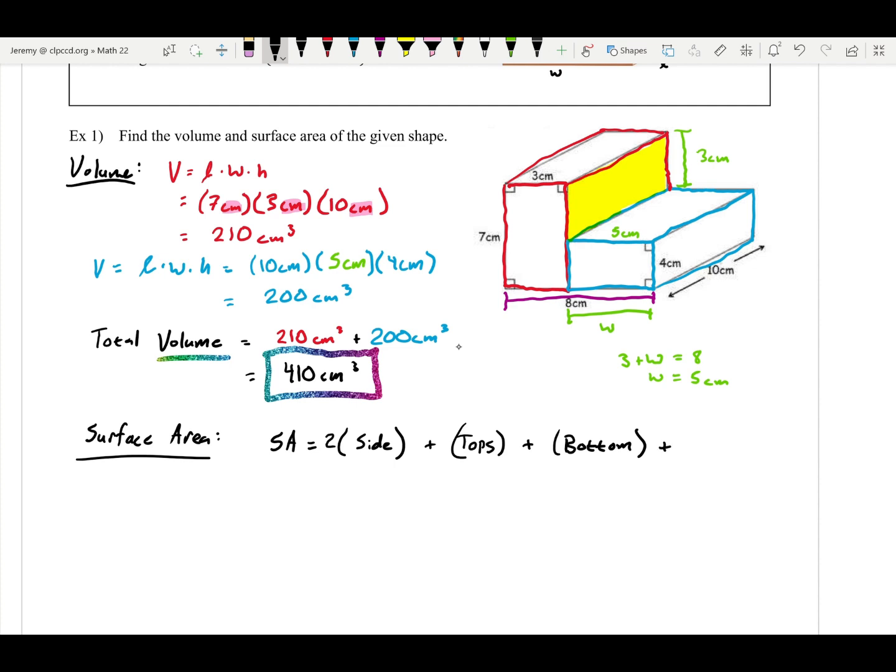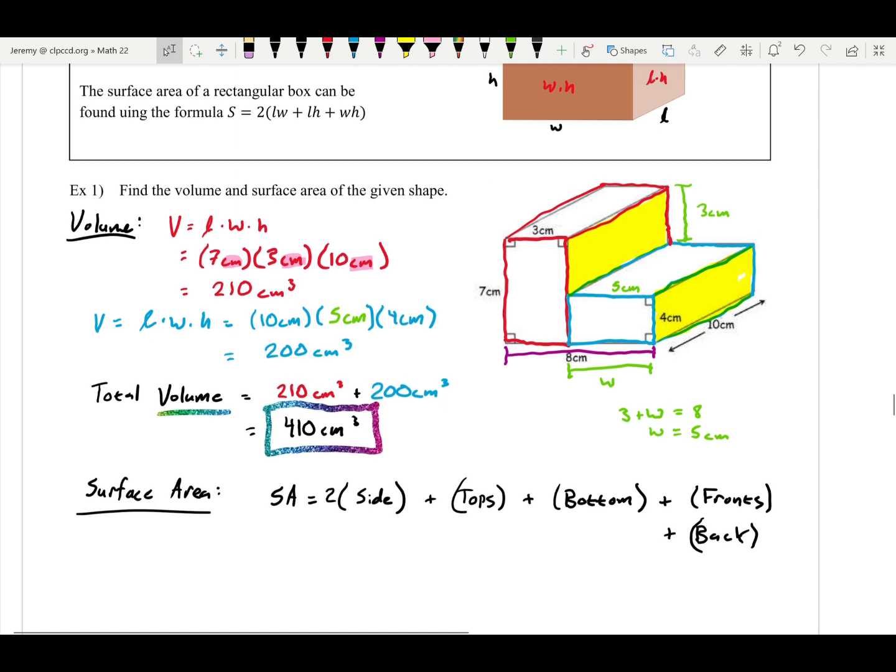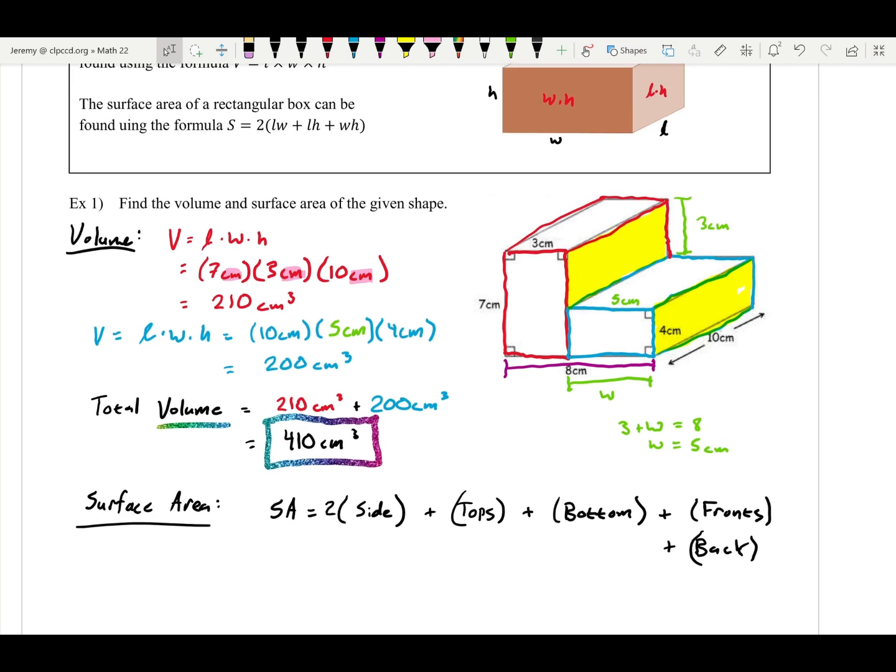And then we could add that to, I'll call them the fronts, which are highlighted there. And the last thing would be to add that to the back. Okay, so I might divide it up like that. This is one strategy.